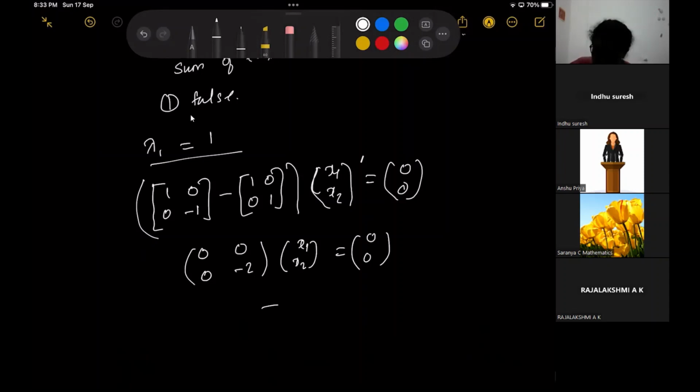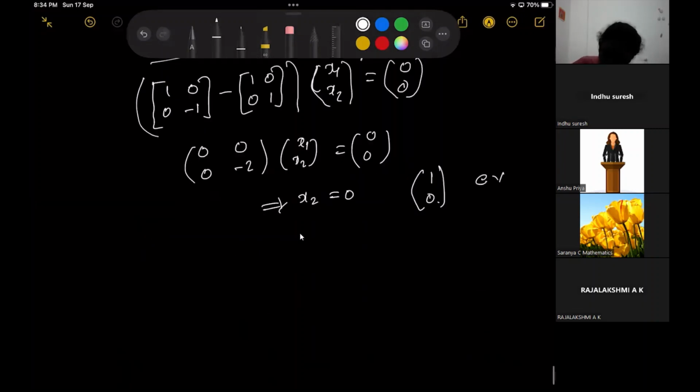Any doubt? Yes, ma'am, second is true. Second is true. Okay, we will check with this example. So what I am doing is taking A minus lambda I, A minus lambda I times x equal to 0. So I am finding what is the eigenvector here. From here I will get x2 equal to 0 and x1 can be any value. So for example, 1, 0 I can take. Okay, 1, 0 will be an eigenvector.